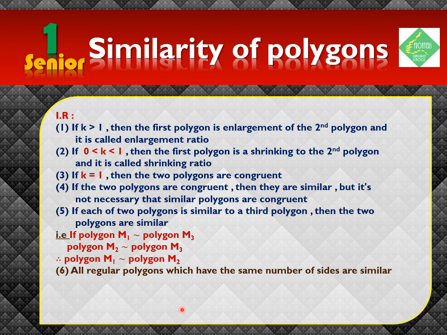Number 6، take care. All regular polygons which have the same number of sides are similar. Like all pentagons are similar, all hexagons are similar, all octagons are similar, and so on. All equilateral triangles also are similar.